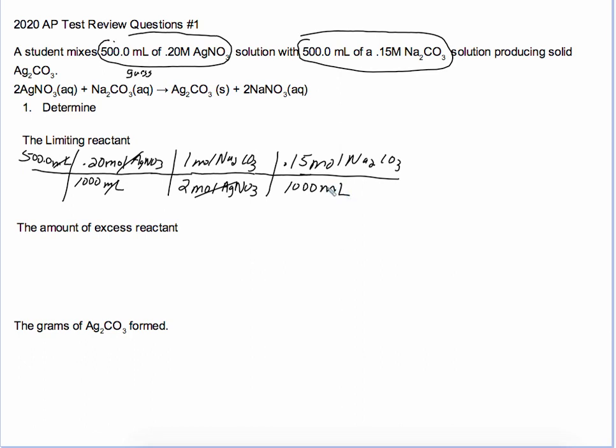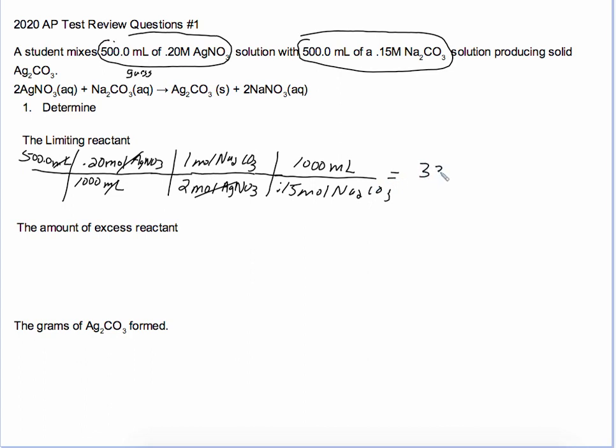Now notice, oh, I did that backwards. See the principle of dimensional analysis. Always watch that. You can see I did that backwards. Let's go back to this here. This should be 0.15 moles sodium carbonate for every 1,000 milliliters. That's the molarity of sodium carbonate.